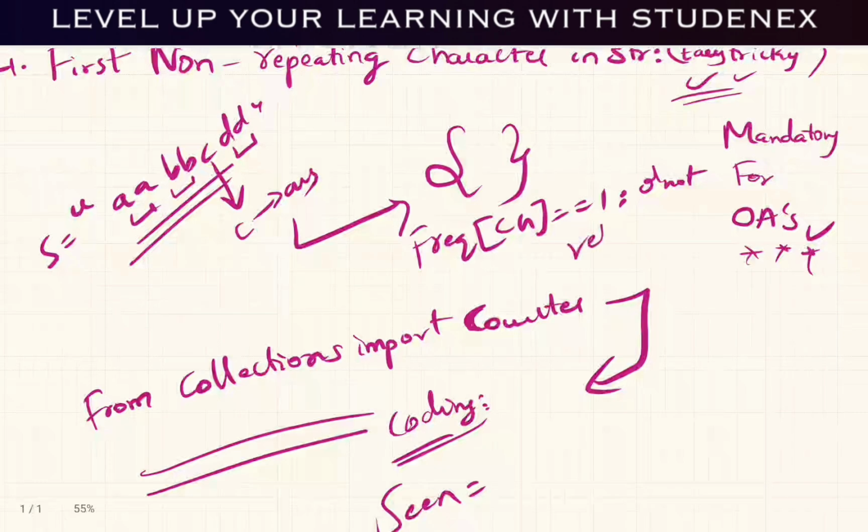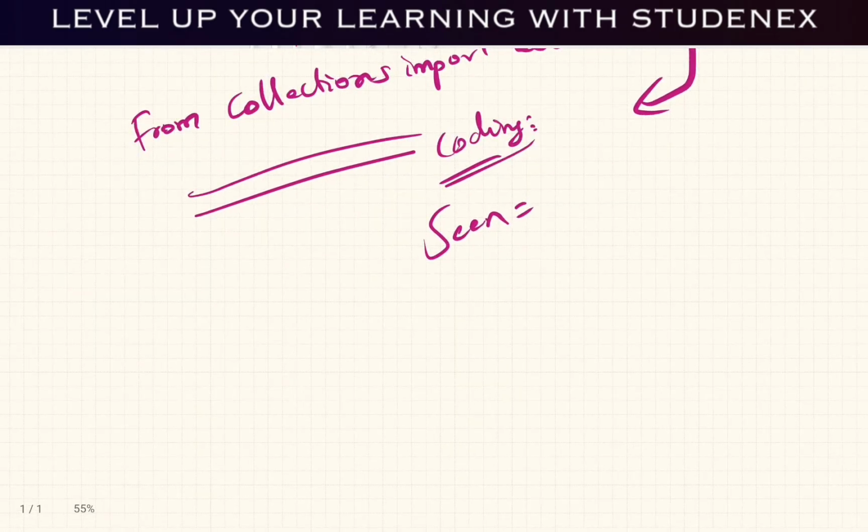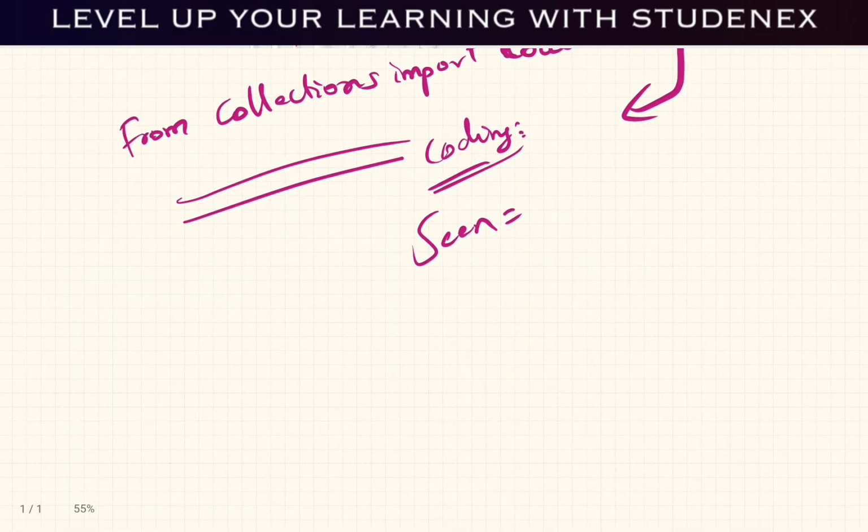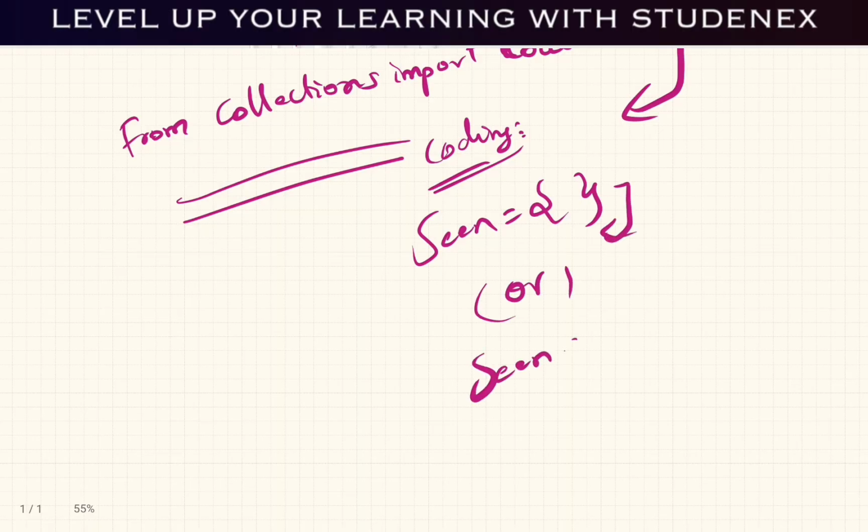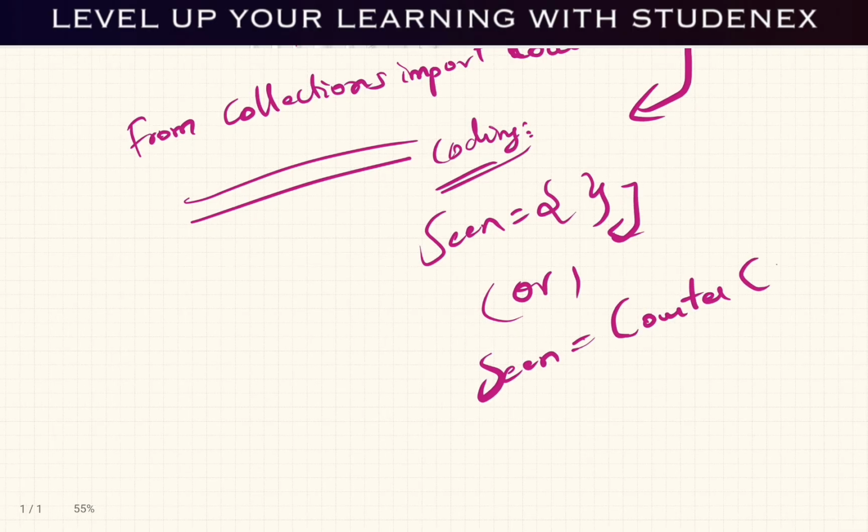If it's one, I'm going to return the value; if it's not one, I'll keep iterating. So here I'm going to take a hash map, seen, or basically seen is equal to Counter of s, where s is our input string.